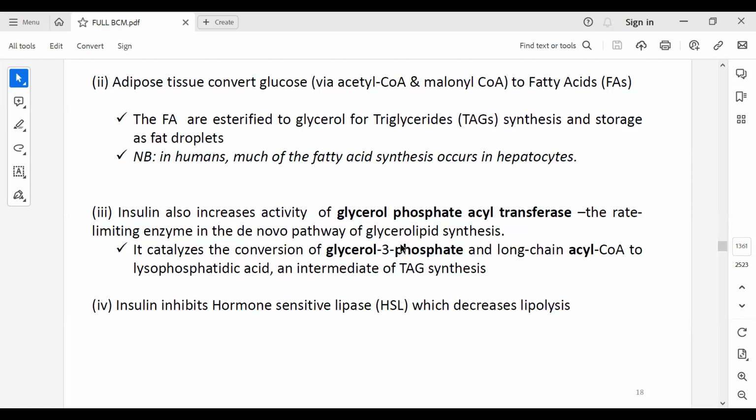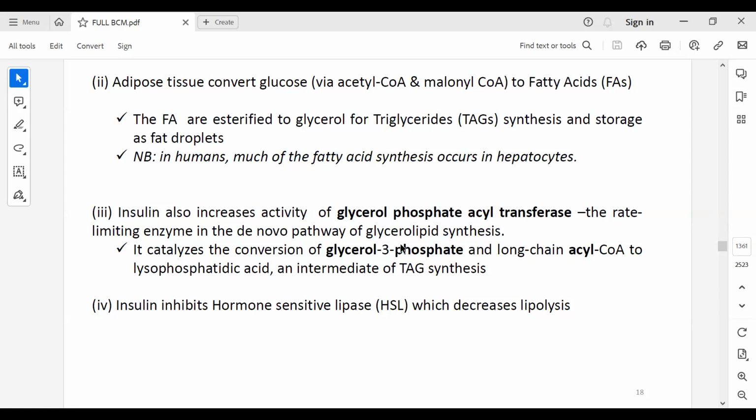So insulin will always increase the activity of glycerol phosphate acyltransferase. That's the de novo pathway, and that will convert glycerol 3-phosphate and long chain acyl-CoA to lysophosphatidic acid, which is an intermediate of triglycerides. Insulin will inhibit the other enzyme, which is the hormone sensitive lipase, so that we do more lipogenesis than lipolysis. While glucagon will do the opposite.